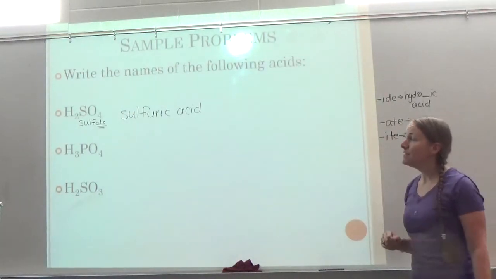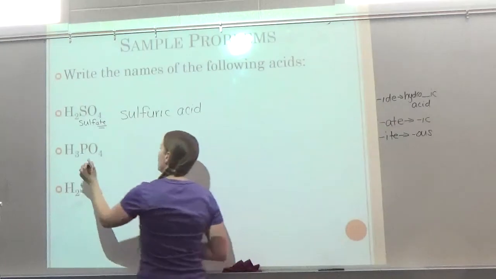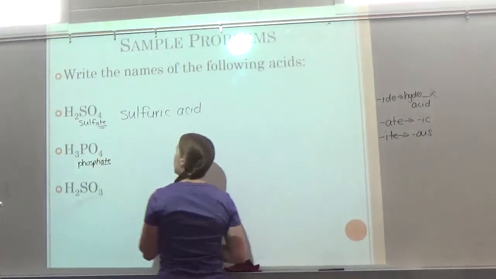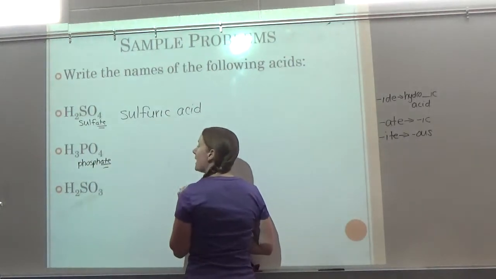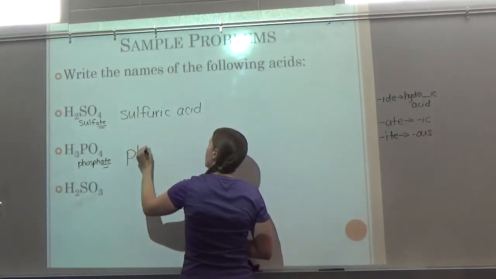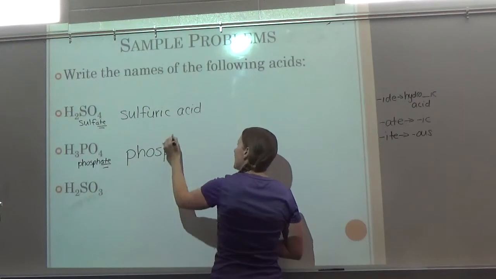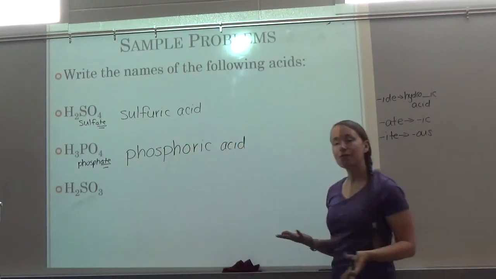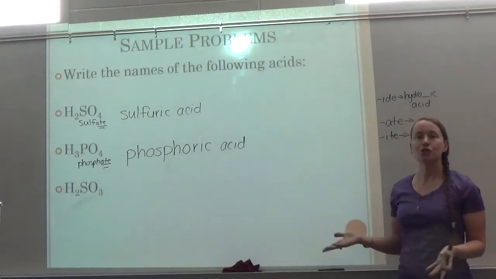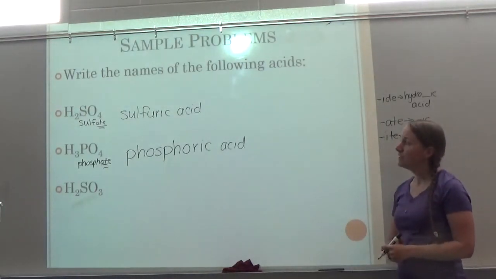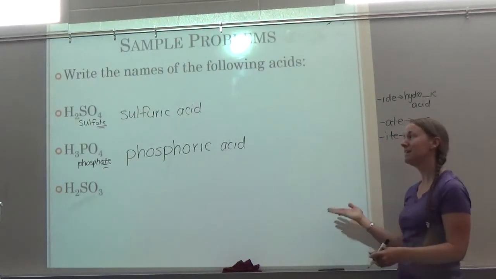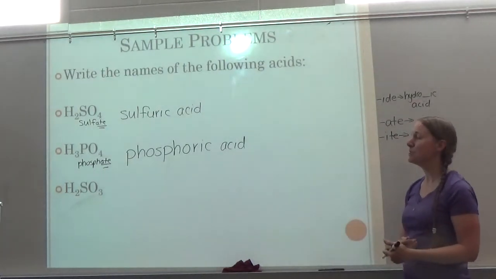All right, so next one, H3PO4. PO4 is phosphate. Because it ends in ate, I'm going to change it to ic. But it's not phosphic acid, it's phosphoric acid. But again, if you wrote phosphic acid, I would mark that right because you're showing me you know how to use the rules. I can't guarantee it though if you're not in my class. Your teacher may be super picky. I can pick you later, but in this part, I just want you to know the rules.